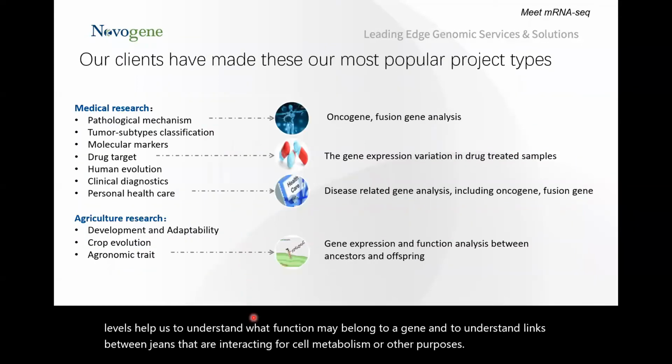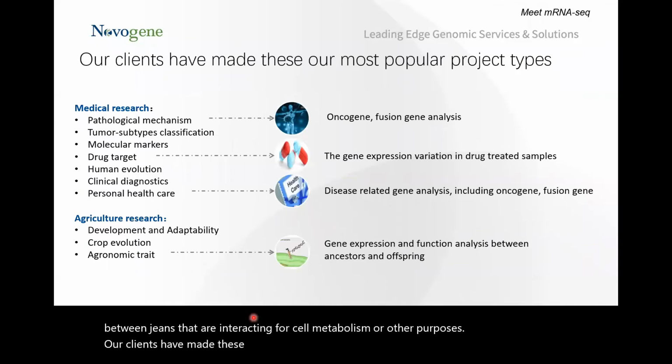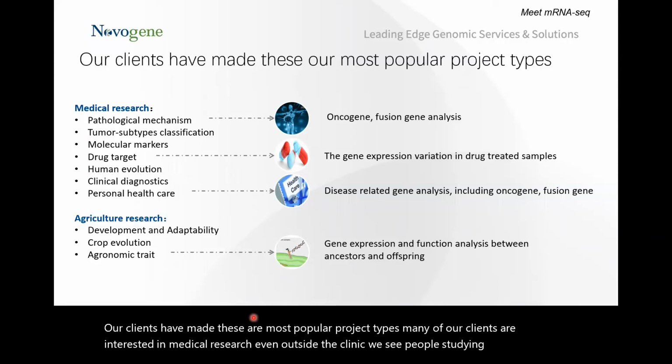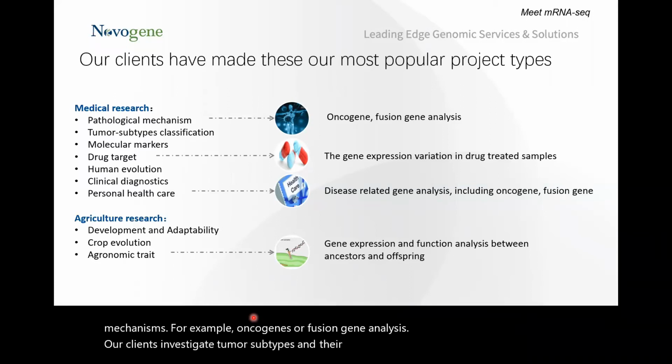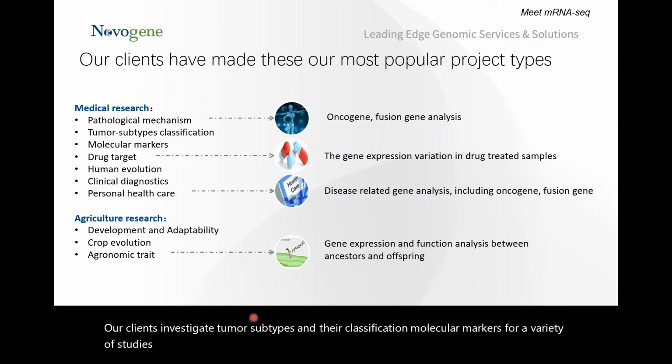Our clients have made these our most popular project types. Many of our clients are interested in medical research, even outside the clinic. We see people studying pathological mechanisms, for example, oncogenes or fusion gene analysis. Our clients investigate tumor subtypes and their classification, molecular markers for a variety of studies, drug targeting, in which case the gene expression variation can help us understand gene function, drug function, or even side effects.